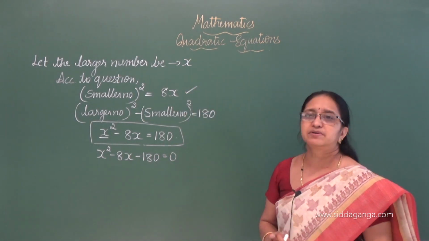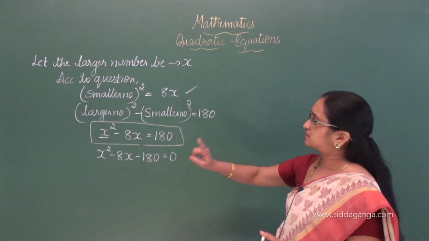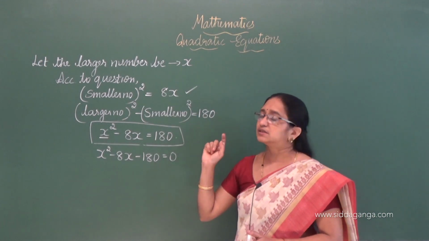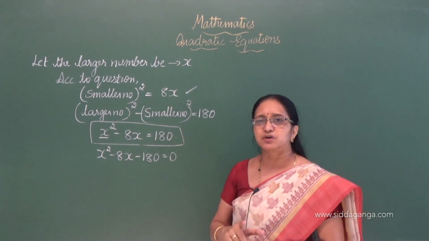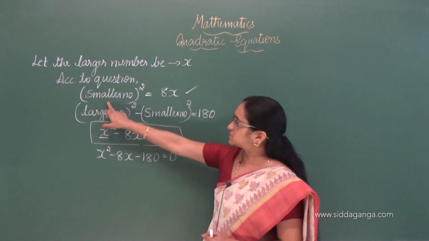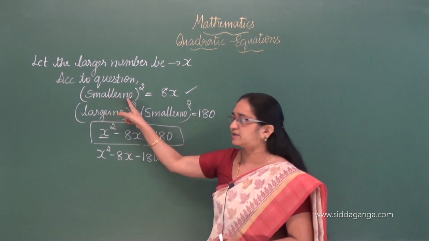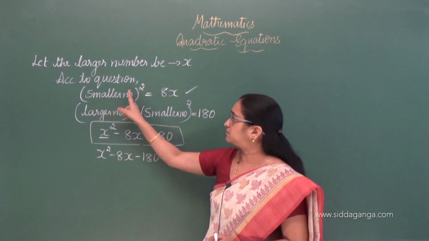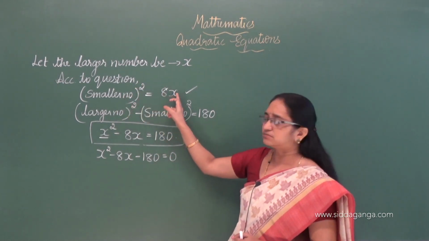So, the larger number we have taken as x. Once again I am explaining. According to the question, the square of the smaller number is equal to 8 times the larger number. See, I have written it in the statement form only. Smaller number whole square is equal to 8x. So, smaller number whole square is how much? 8x.